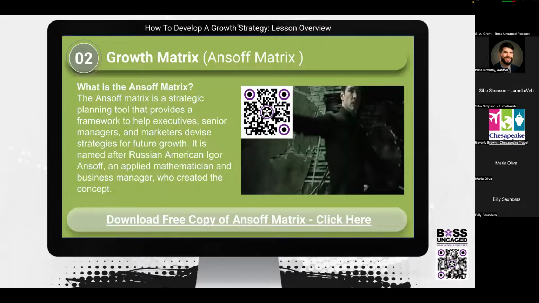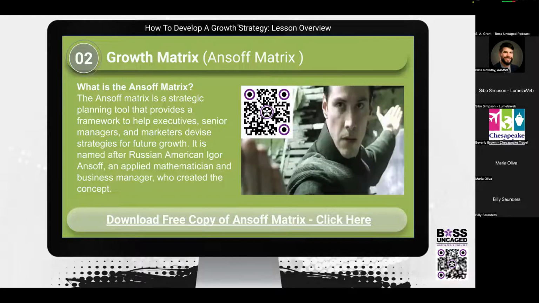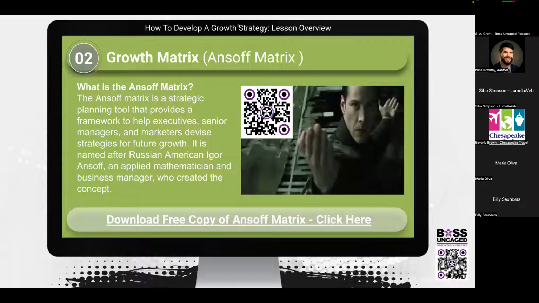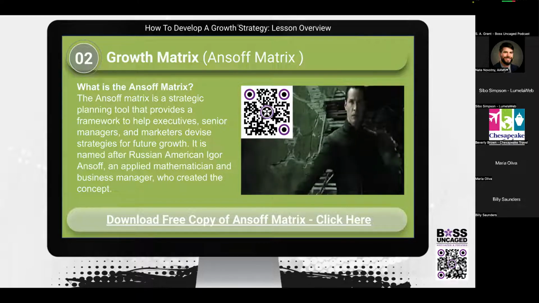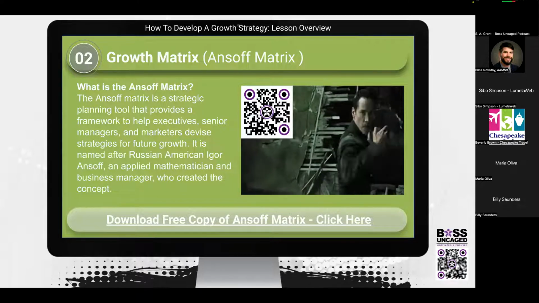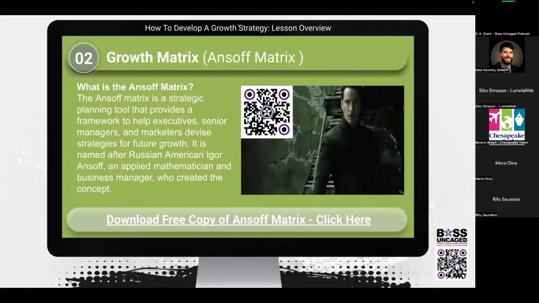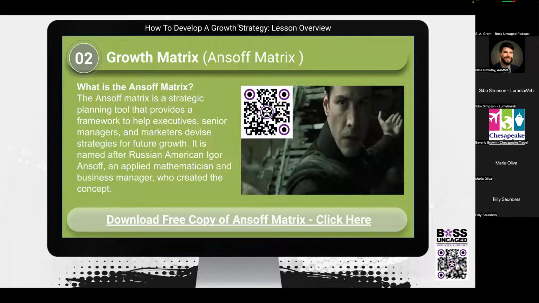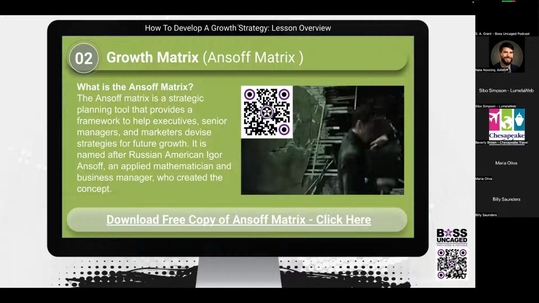So diving into the growth matrix, originally it was called the Ansoff Matrix, and it's a great tool. Once I break it down for you guys, you'll see how this really works with the business model hand in hand. There's a link on here, or you can scan the QR code if you want to download this one, or if you already downloaded the other one, it's page 2.